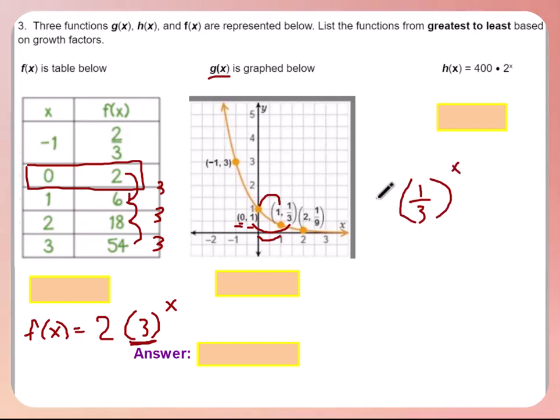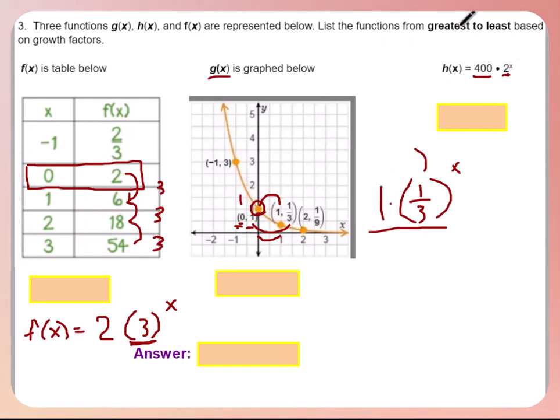Okay, our initial amount is 1. That's where it crosses. When x is 0, that's what y is. Okay, so we can see what that is. Where it crosses the y-axis, it crosses at 1. And here's our function. So our growth factor for g of x is 1/3. Now when we have the equation, we can just find our growth factor here. So we have a growth factor of 2, an initial amount of 400.